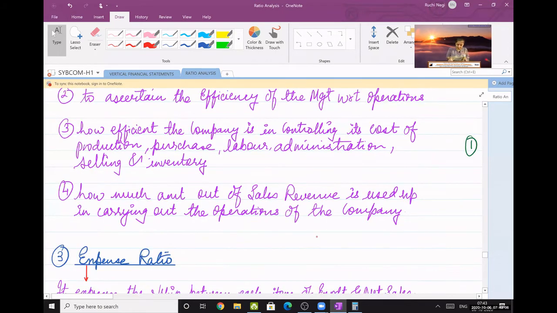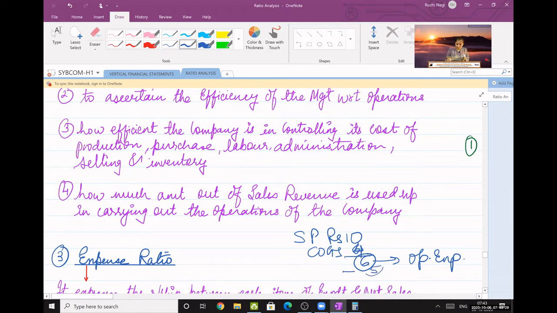How efficient the company is in controlling its cost of production, purchases, labor, administration, selling, and inventory. How much out of the sales revenue is used up in carrying out the operations of the company. I said that if your selling price is 10 rupees, and then your COGS is say 6 rupees, so after this 6, what will you spend on? You spend on your operating activities. Say you are spending 5 rupees on your operating activity, so the balance 1 rupee is my net profit. So it helps you to estimate that, ascertain that in advance.